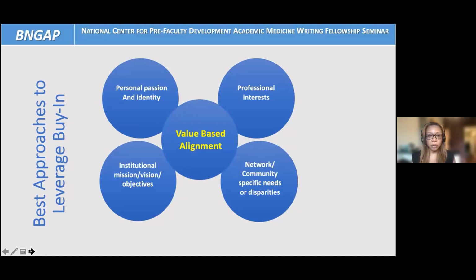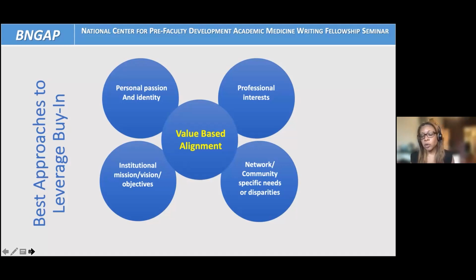So for example, you have to look at value-based alignment. There are things you have to consider, like personal passion and identity. What's specific to you? What are you passionate about? Someone said, I want to increase diversity in academia. That's a passion. You want to do anti-racism trainings. That's a passion. You want to work on LGBTQ issues. That might be a passion. You have an interest in women's health. That might be a passion.